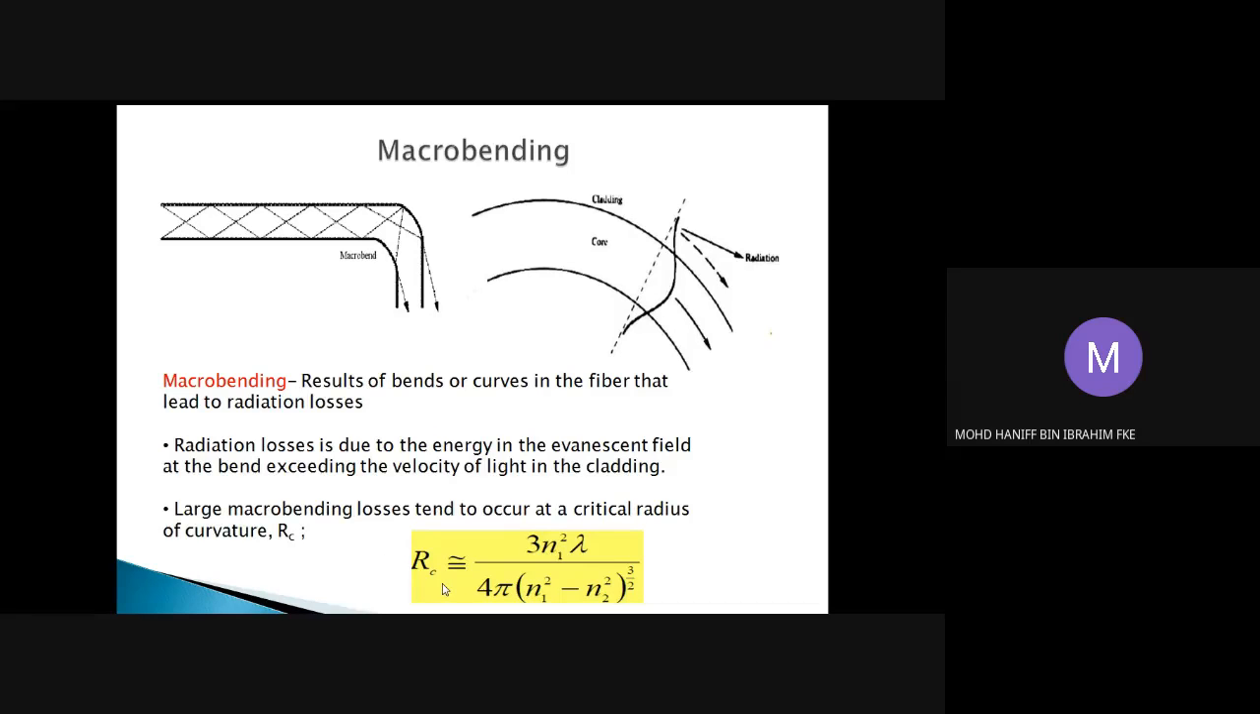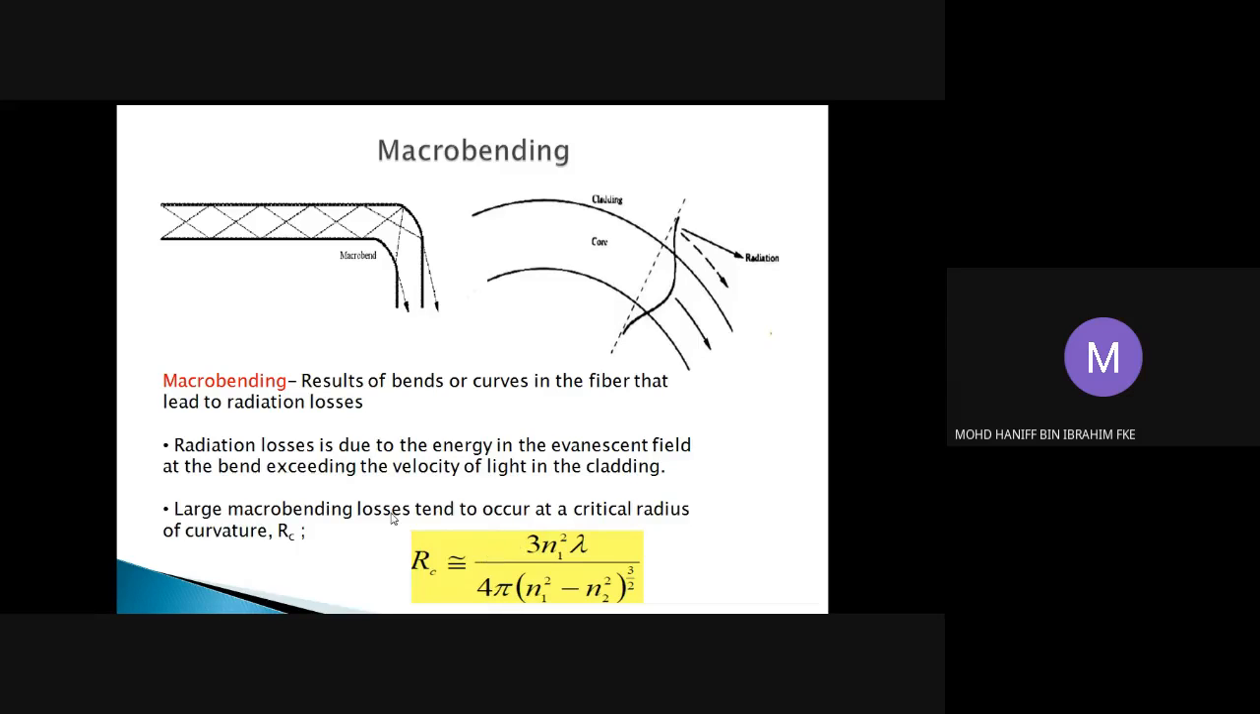Yeah, so it can be said that this is a threshold value, a conditional value, which we need to bear in mind when we design or work on the fiber installation. Try not to bend the fiber up to this critical radius of curvature.